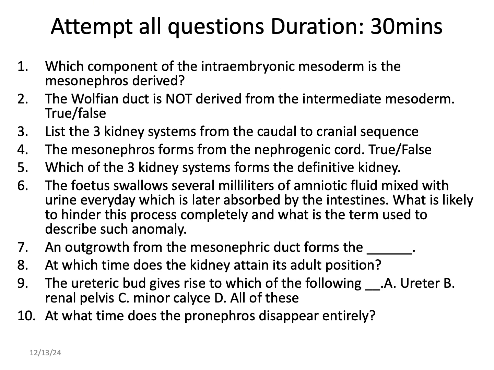The fetus swallows several milliliters of amniotic fluid mixed with urine every day, which is later absorbed by the intestines. What is likely to hinder this process completely, and what is the term used to describe such anomaly? Okay, you are supposed to swallow something and it is unable to enter the intestines. What do you think would be the problem?